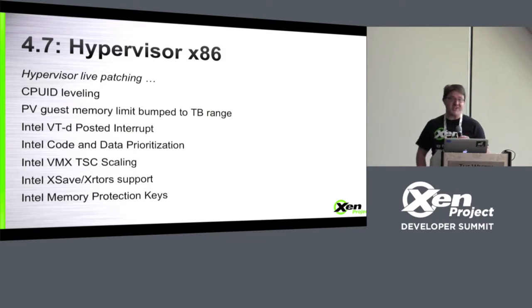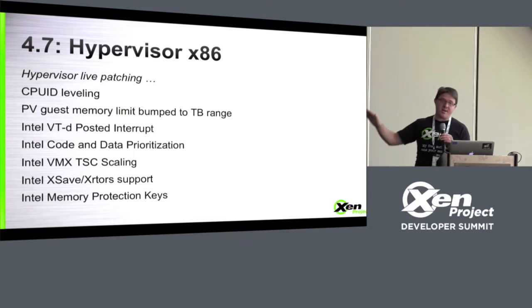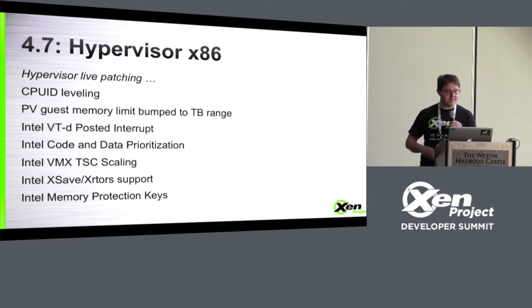Obviously, hypervisor live patching, so that you can apply fixes to your hypervisor without shutting it down. A whole slew of hardware enablement functionalities, so memory protection keys, XSAVE, TSC scaling. The posted interrupts should allow devices which are passed through to work a lot faster, because when the device generates an interrupt, if posted interrupts are enabled properly, the hardware will deliver the interrupt directly to the guest, instead of delivering it to Xen and then Xen delivering it to the guest. So particularly, I think, for network throughput, this should be pretty good.